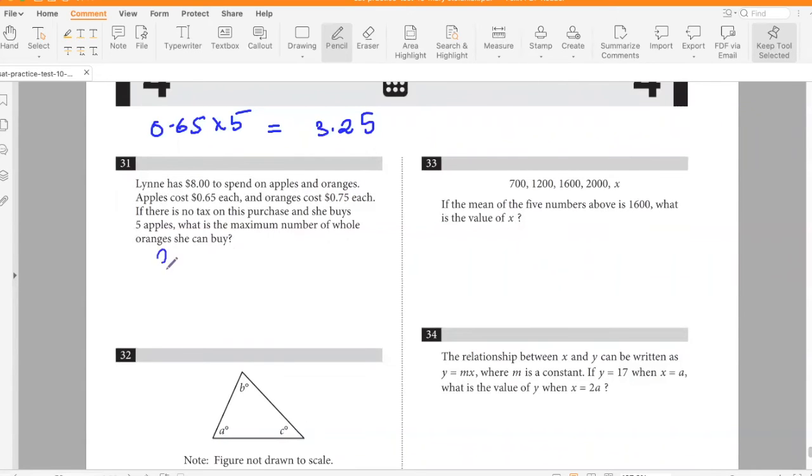So she's left with 8 minus 3.25, so that's 4.75. And oranges are 0.75. So 4.75 divided by 0.75. Let's plug that in. So 6.33. So the number of whole oranges she can buy is 6.